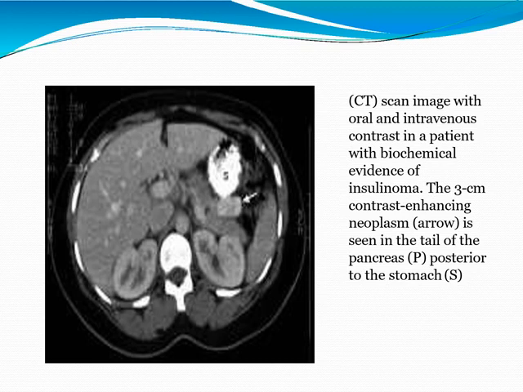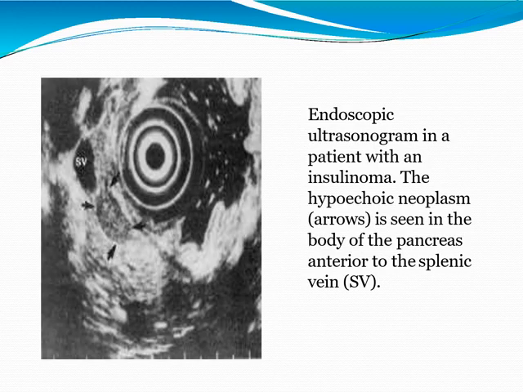Here is the CT with oral and IV contrast in a patient with biochemical evidence of insulinoma. You see a 3 cm contrast enhancing nodule at the tail of the pancreas, which is posterior to the stomach. This is the endoscopic ultrasonogram in a patient with the insulinoma. The hypoechoic nodule is seen in the body of the pancreas anterior to the splenic vein. This modality is not routinely used.